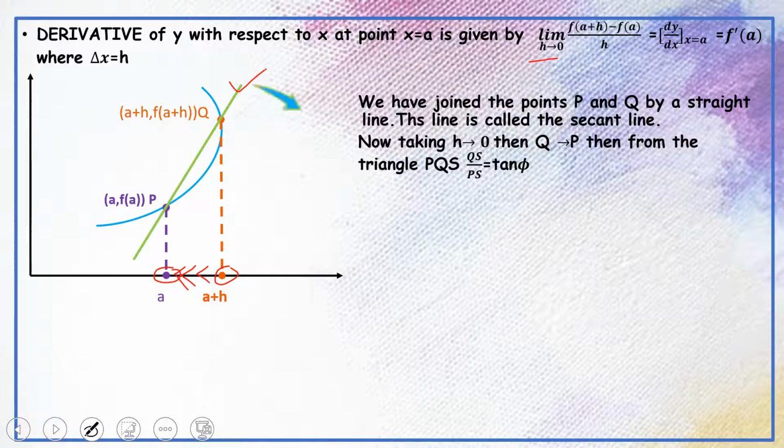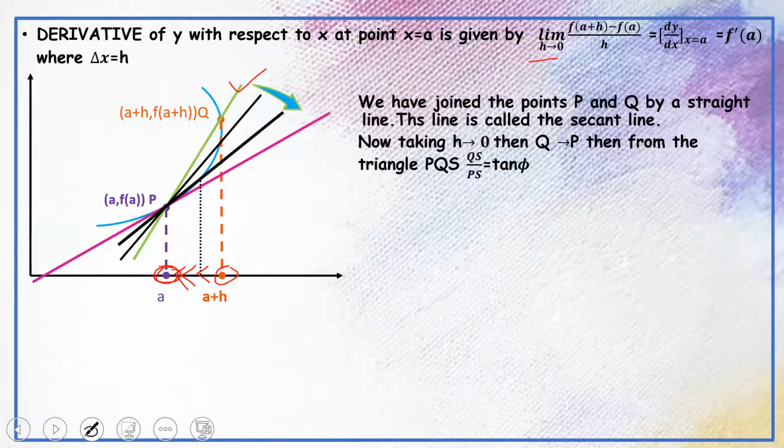Let's check the changes in the line PQ. If it is moving towards this point, then the changes are like that. Ultimately, it will form a tangent at the point P. Here it is.